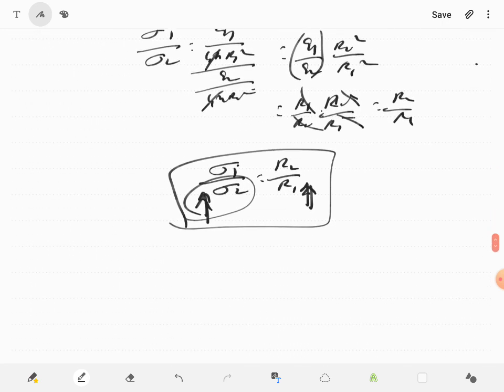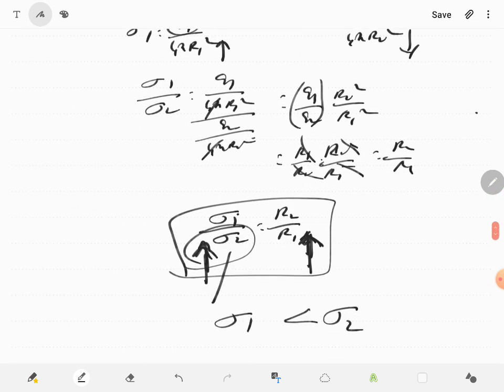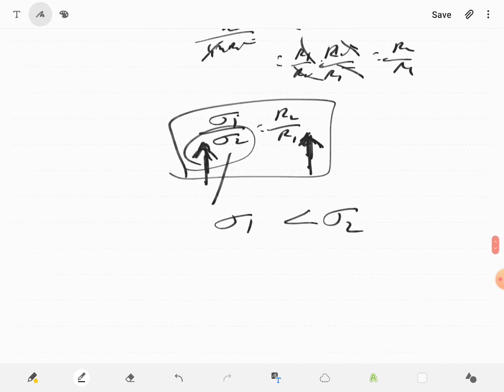So I hope you understood. Since the radius of the first one is bigger, sigma 2 will have a greater surface charge density; the surface charge density of the second one will be larger than that of the first one. So that completes this eighth question, which is continued from the previous video. So let's take the ninth question.